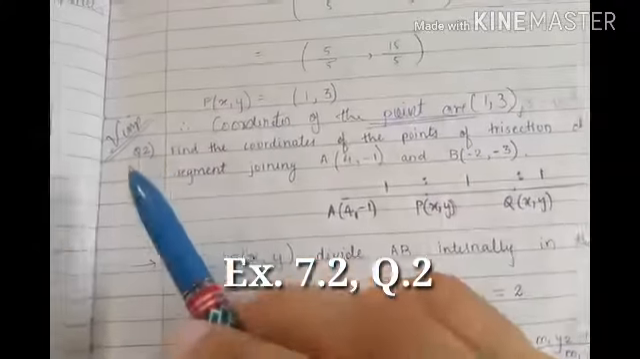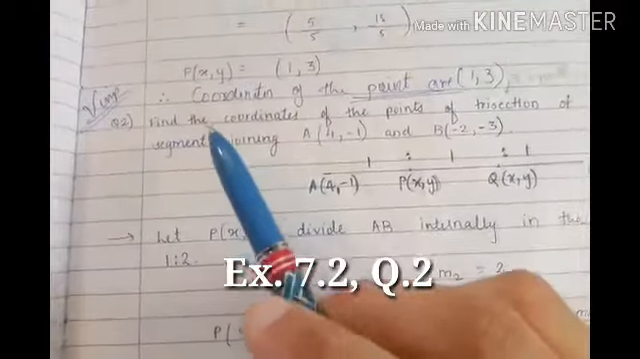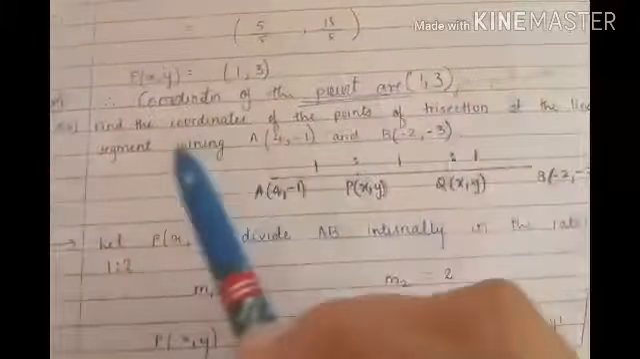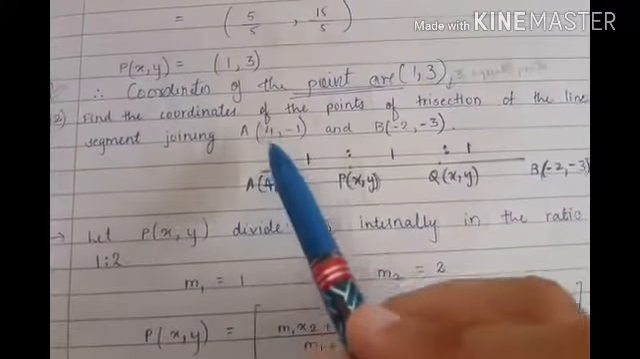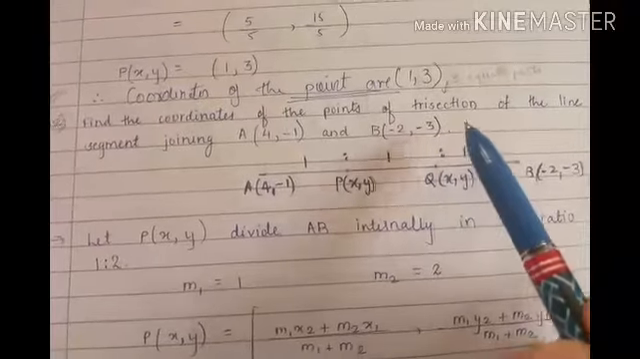Let's do the second question from exercise 7.2, a very important question. Find the coordinates of the points of trisection of the line segment joining A(4, -1) and B(-2, -3).